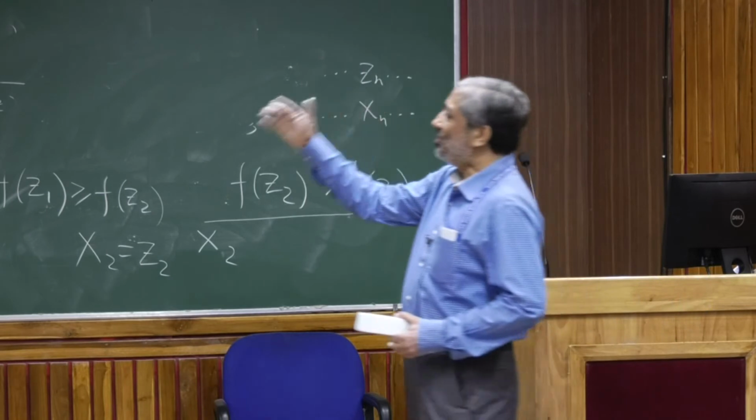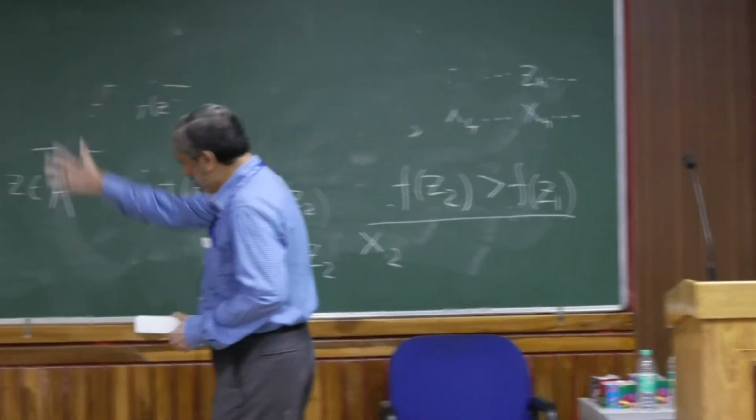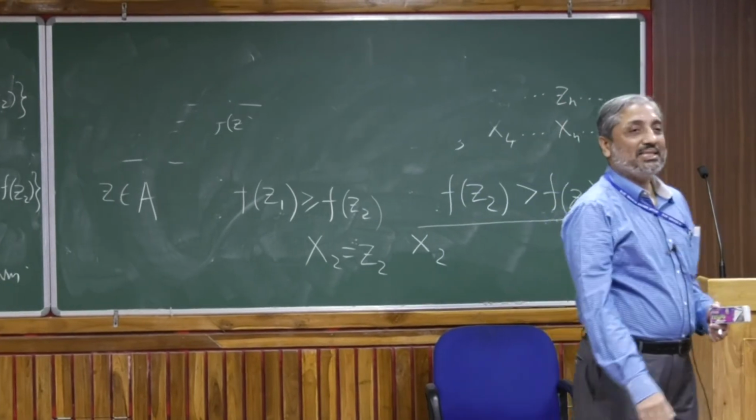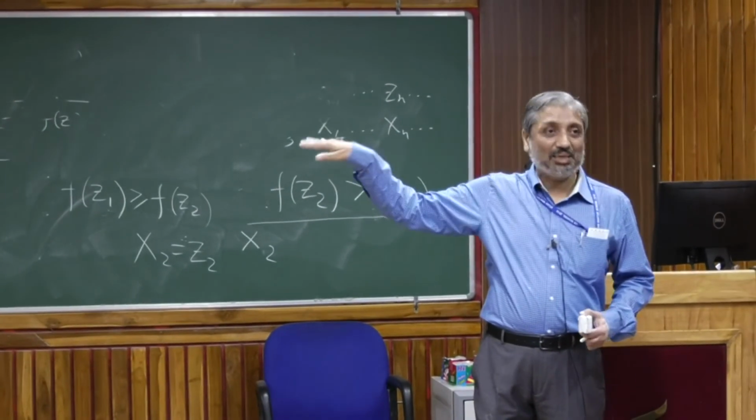Okay. And what is the final outcome? If I follow this algorithm, I end up getting a Markov chain for which the limiting distribution is the Gibbs distribution.